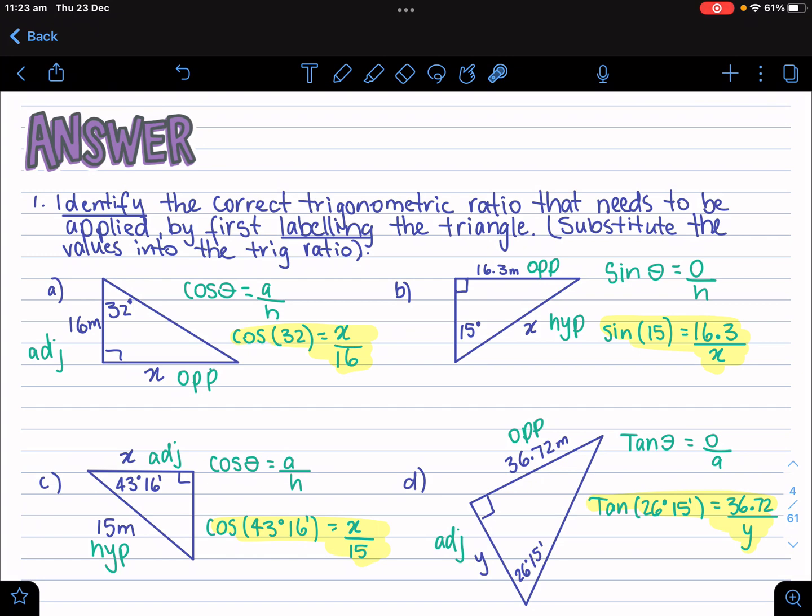Hopefully that helped you with labeling a triangle and identifying and substituting in the trig ratios.